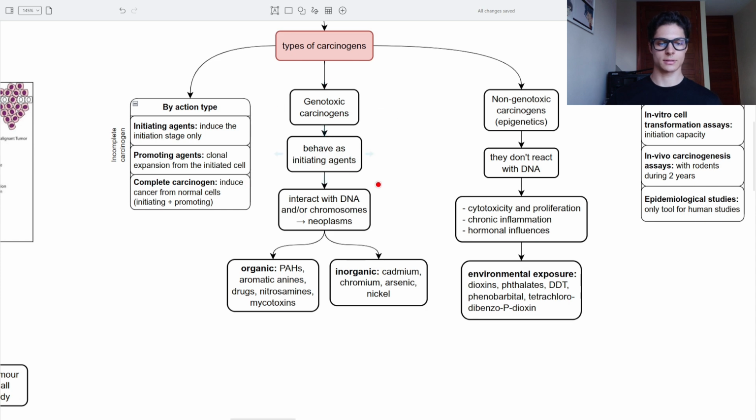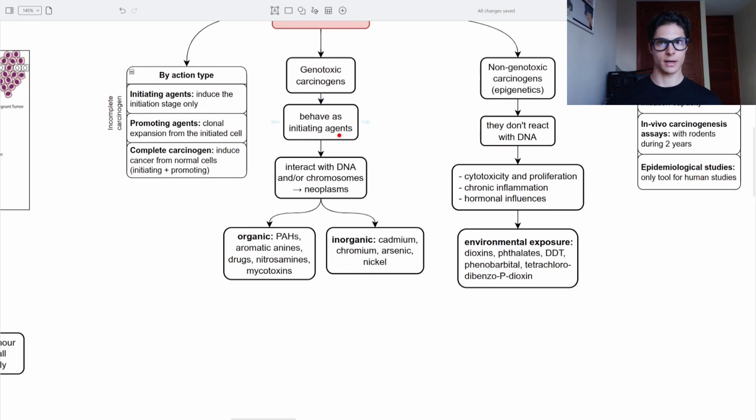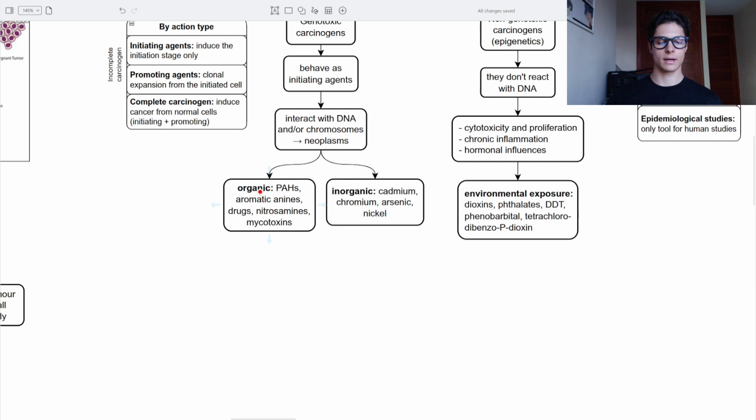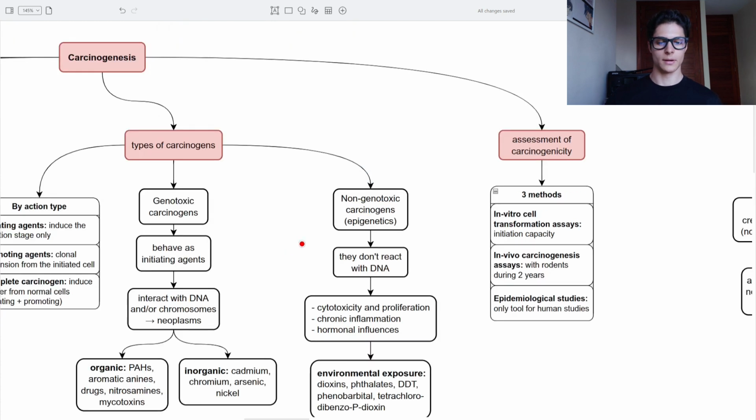Genotoxic carcinogens behave as initiating agents. They interact with the DNA and chromosomes, creating neoplasms. They can be organic, such as polycyclic aromatic hydrocarbons, aromatic amines, drugs, nitrosamines, and mycotoxins, and these can be found in food processing. Or inorganic, such as cadmium, chromium, arsenic, or nickel.